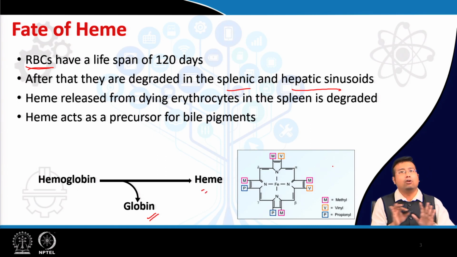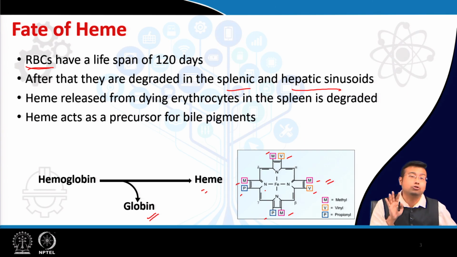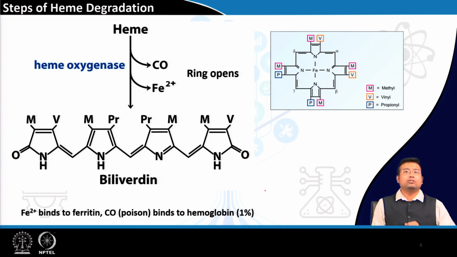So, heme, we already know during synthesis and the structure of heme, it has a cyclical tetrapyrrole structure, and these are the groups, right: methyl, vinyl, methyl, vinyl, methyl, propionyl, and propionyl, methyl. That is a very important thing to remember, and I already told you that you should remember this structure and not the intermediates. Anyway, so we are discussing the steps of heme degradation.